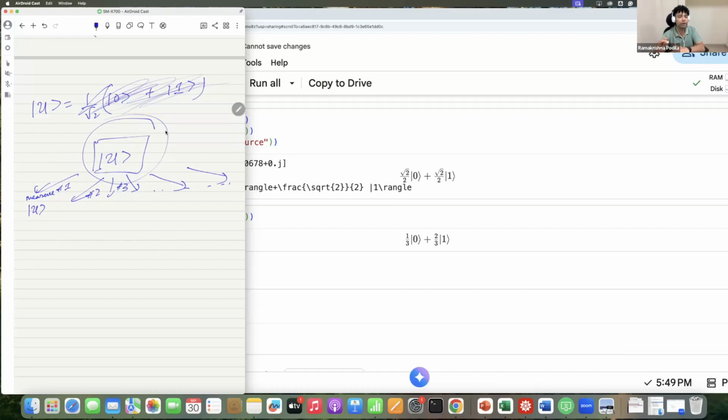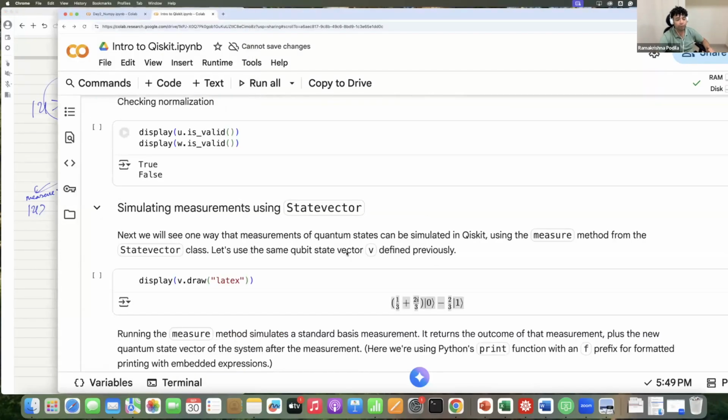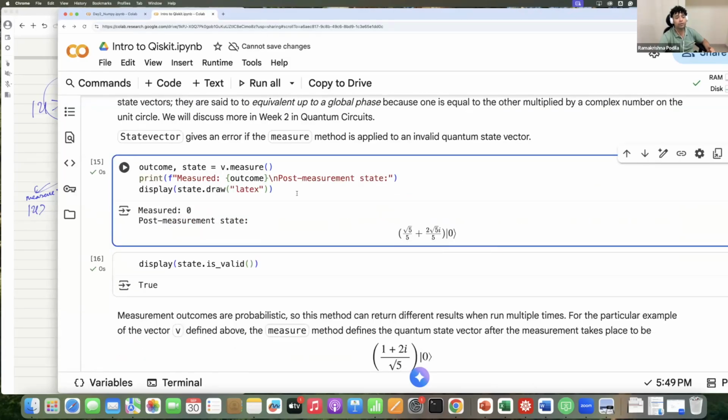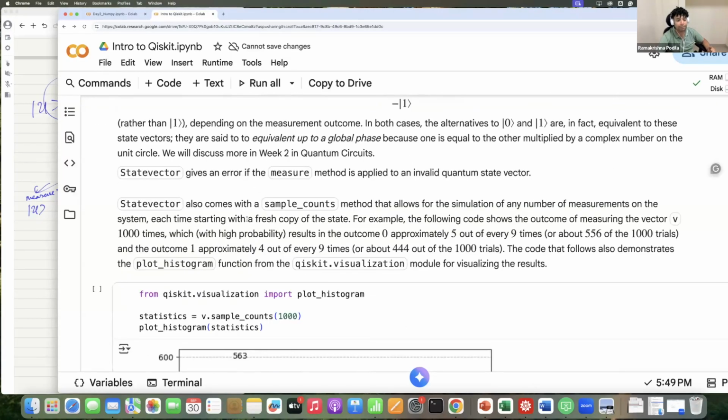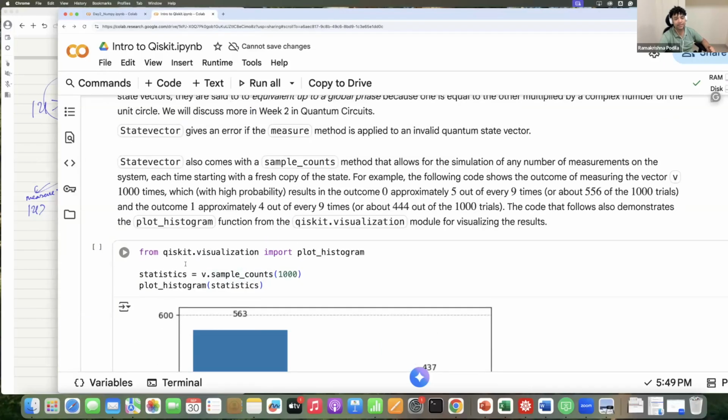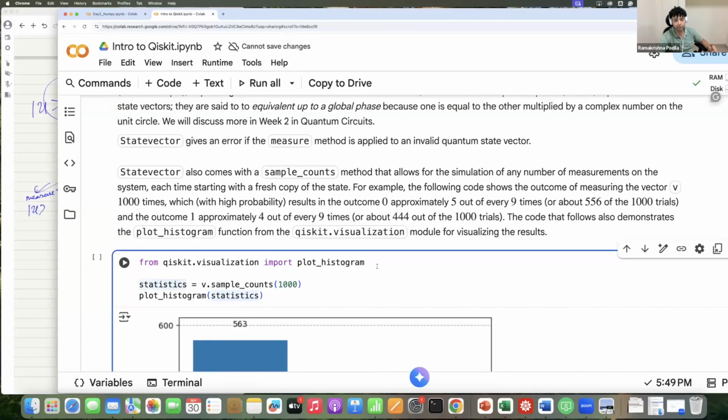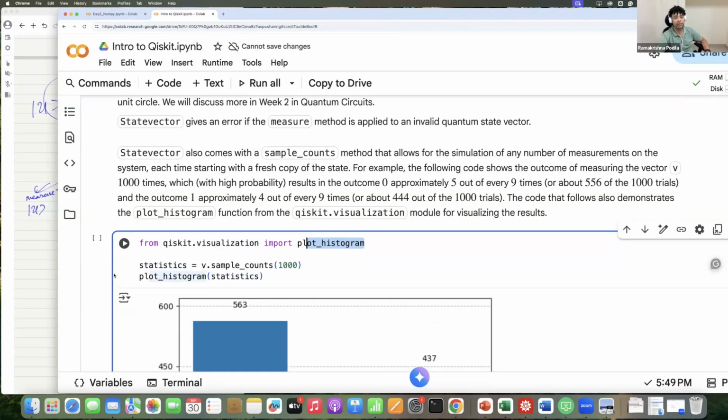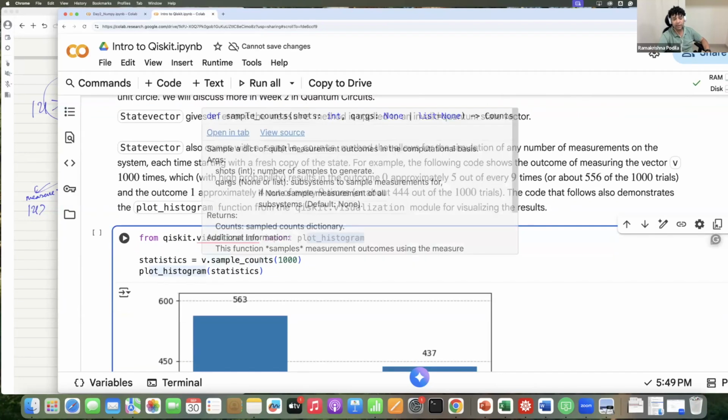So here I sort of defined it already as this superposition, but forget that we defined it as a superposition. Just think that we define some vector u, and we want to look into what that state is. Then what we could do is multiple measurements. So I want to do statistics, and then plot it as a histogram. So from Qiskit visualization, you can import histogram, and we can do the statistics.